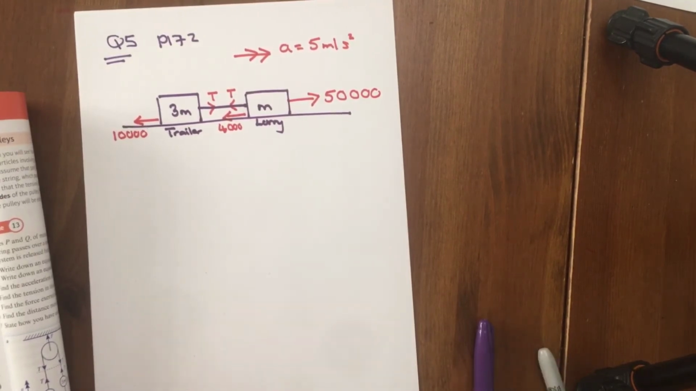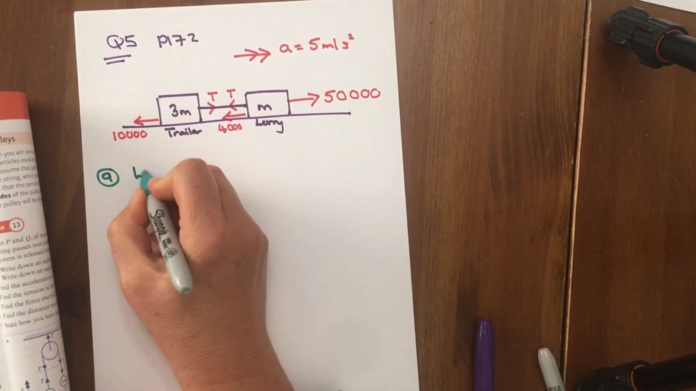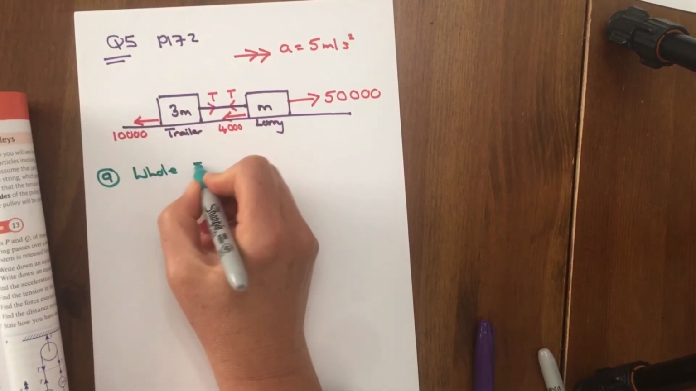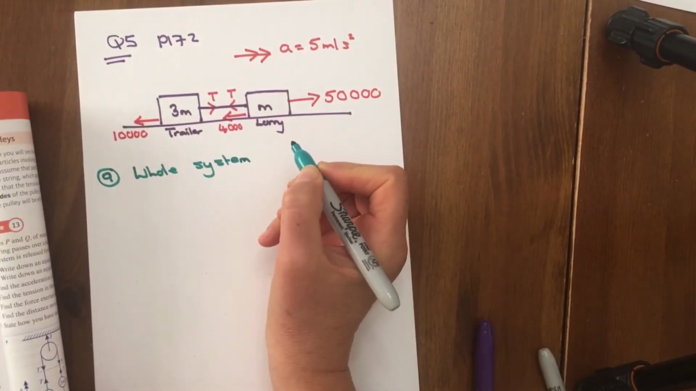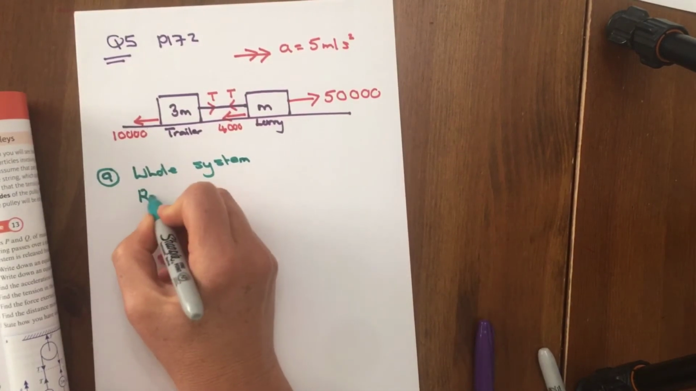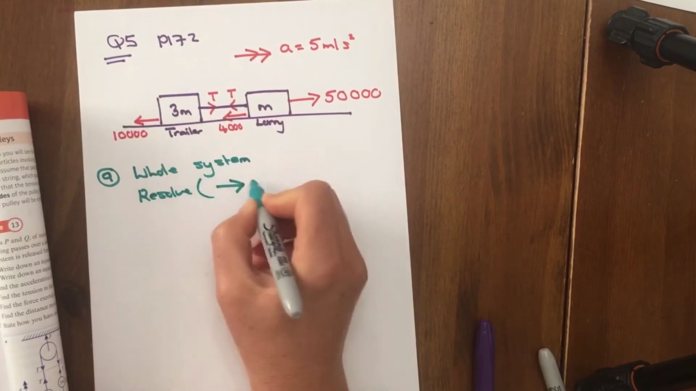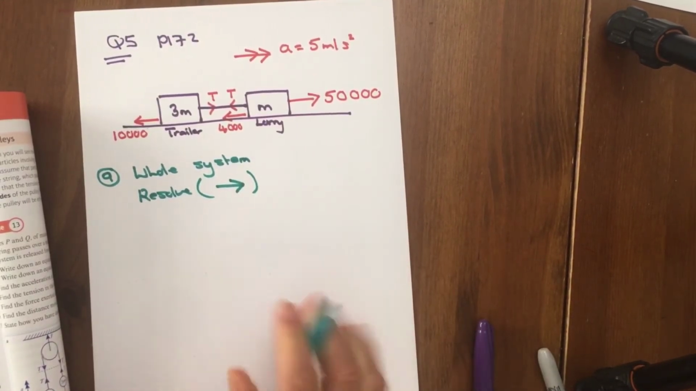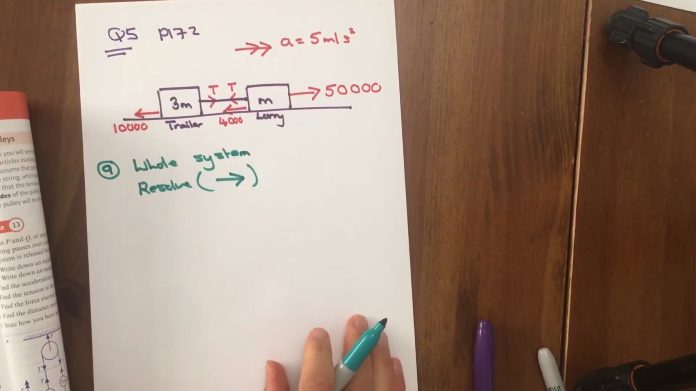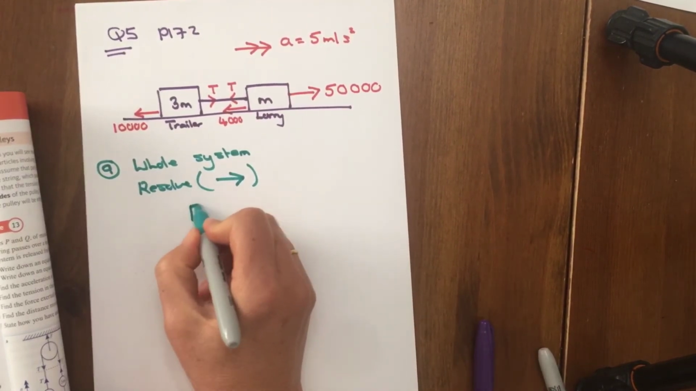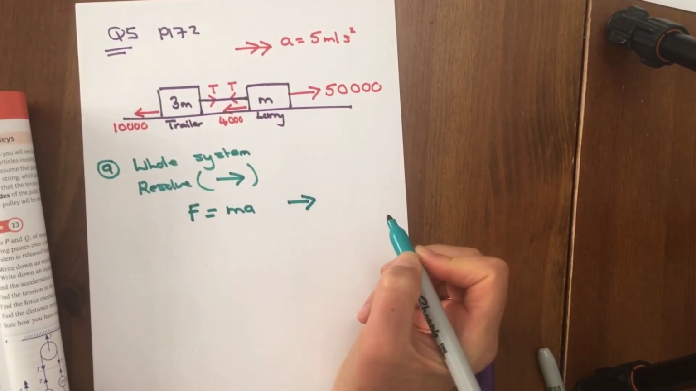Okay, so to do this, I'm going to look at the whole system. I'm going to put it all together and treat it as one big particle. And I'm going to resolve going in the direction of the motion on the whole system. So you just write this at the beginning to explain to the examiner what you're doing. So I'm going to use F equals MA in this direction.